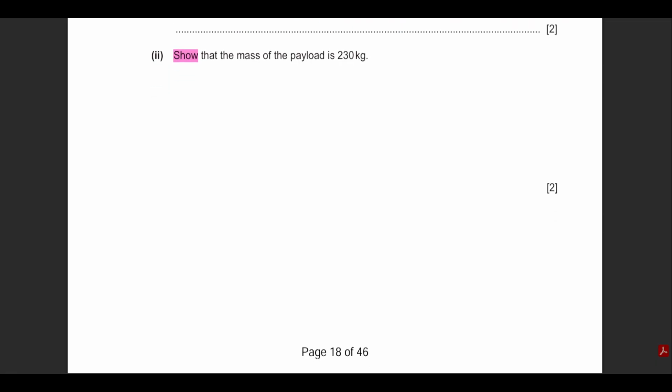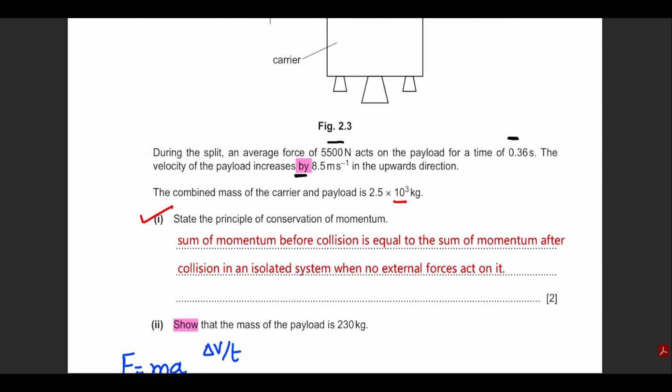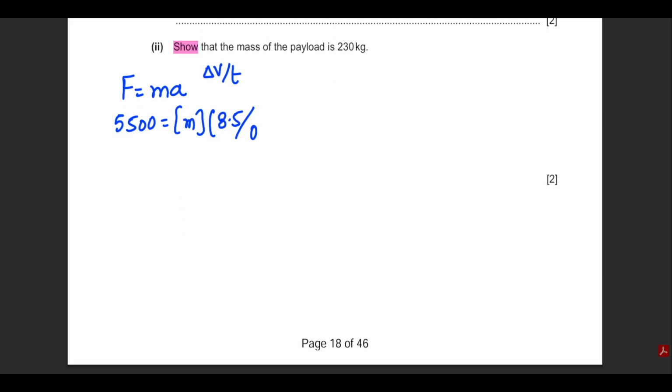So we have two options to solve this, and both will yield the same answer. I could have said that F is equal to ma. The force is 5500 newtons. The mass is unknown, and the acceleration produced by that is 8.5, because we're interested in delta V divided by delta T for the acceleration. And all of this happened in a time frame of 0.36 seconds. So m from this comes out as 232.9 kg.